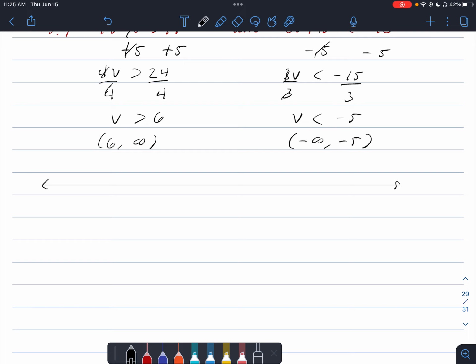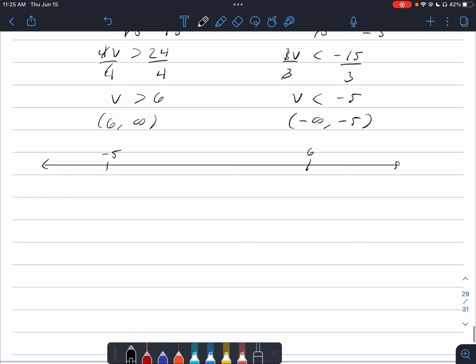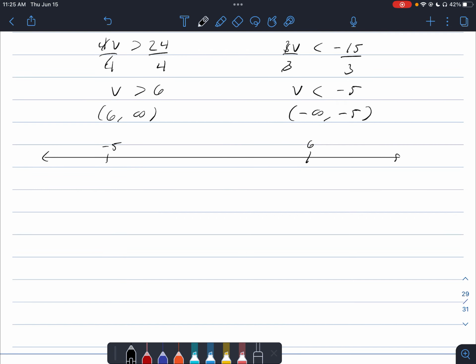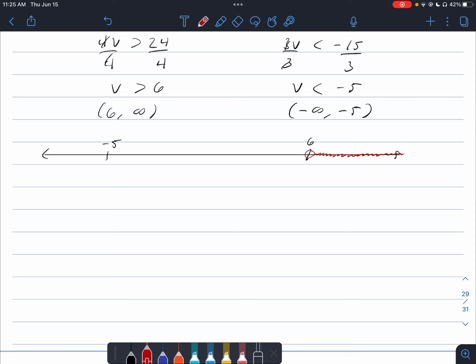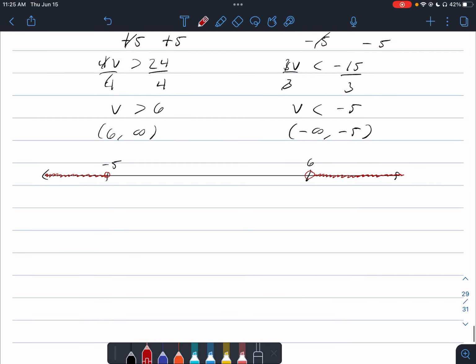So our relevant values are -5 and 6. Okay, so we want everything from 6 to infinity. So if we're doing this in a number line, since we're not including the point 6, we'll do an open circle here, and we'll include everything to the right. And then here, -5 or -infinity to -5, we'll do an open circle here and include everything to the left. And we're looking for the overlap between these two, which in this case doesn't exist.